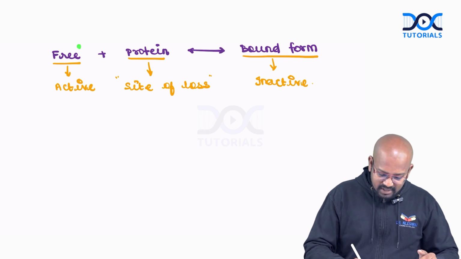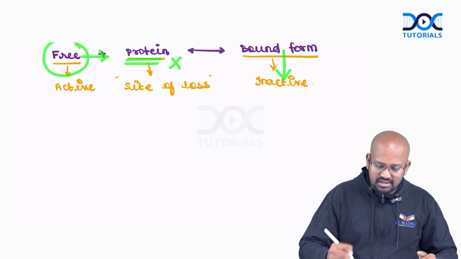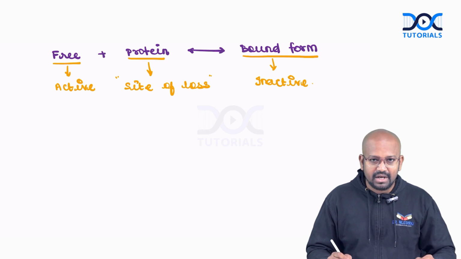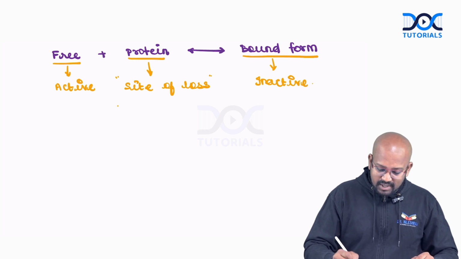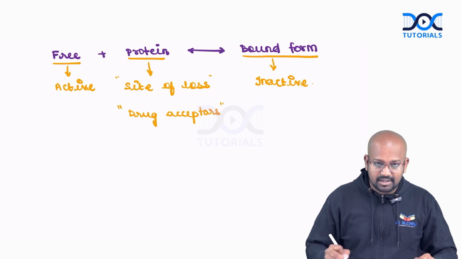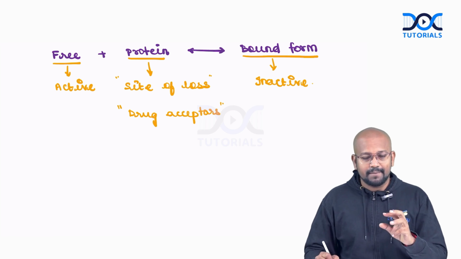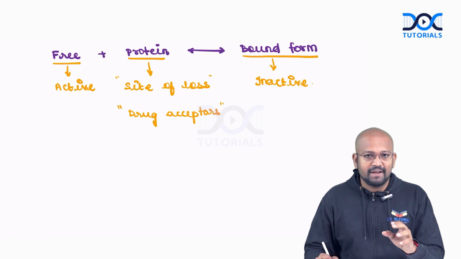For example, here the drug molecule is binding with the protein, but unfortunately it is not producing any response. Instead, the drug is converted to an inactive component. That's the reason why we call them the site of loss. The other name is, these are also called drug acceptors. One more name is there. We'll discuss that later, buddy, because based on the pharmacodynamic features, we have one more name for this plasma protein.